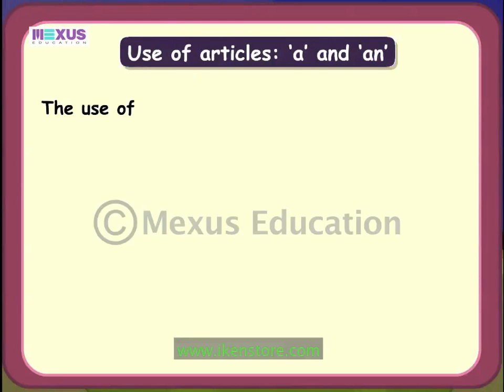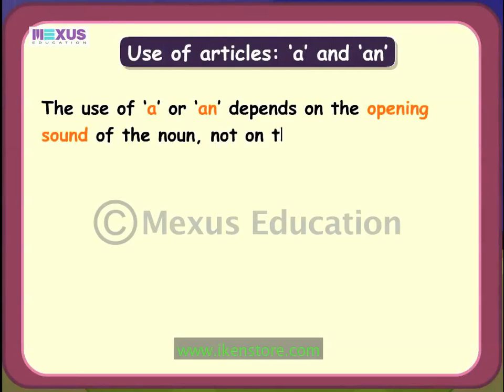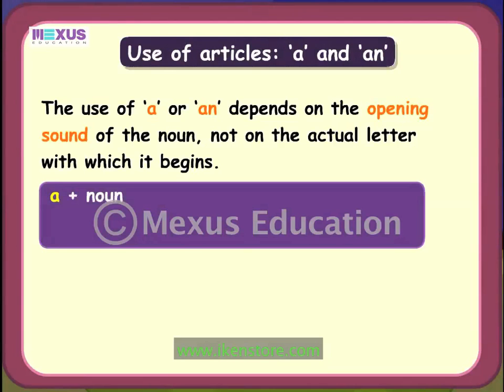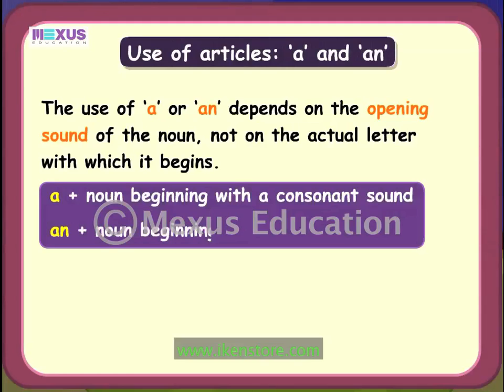The use of a or an actually depends on the opening sound of the noun, not on the actual letter with which it begins. These articles are used before a single or one object or person. We know that the letters of the alphabet A, E, I, O, and U are called vowels, and the remaining letters are called consonants. We use the article a before a noun that begins with a consonant sound. We use the article an before a noun that begins with a vowel sound. We can use some examples to understand the use of a or an better.